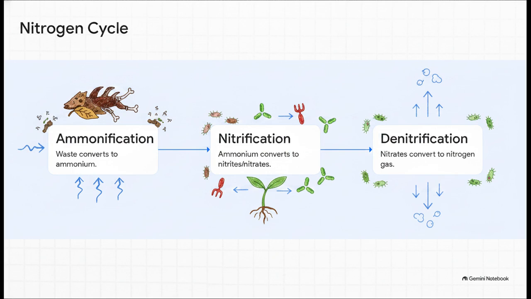Step 1 is aminification. Specific bacteria and fungi convert nitrogenous waste from living or dead animals straight into ammonium. Step 2 is nitrification. Other highly specialized bacteria take that ammonium and convert it into nitrites and then nitrates, which plants can easily absorb. Finally, step 3 is denitrification. Completely different bacteria convert those leftover nitrates back into nitrogen gas, releasing it right up into the atmosphere to start the whole amazing process all over again.